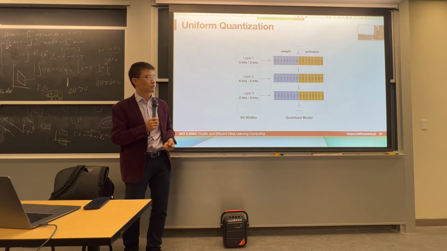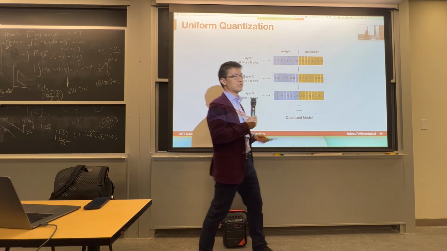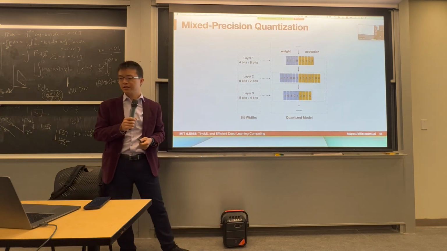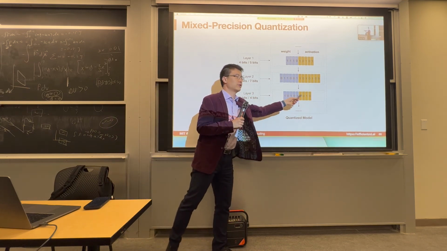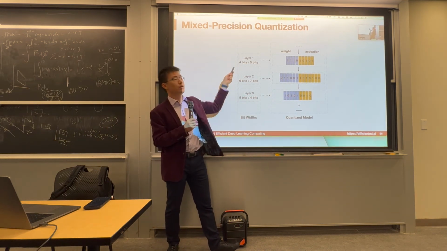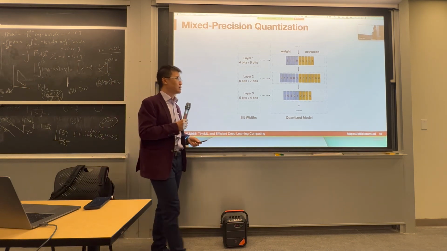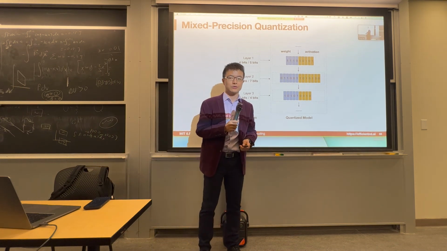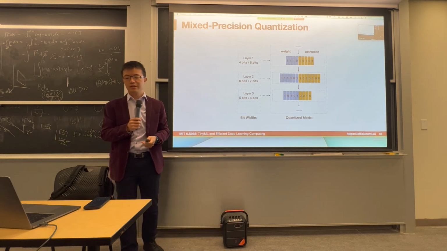So compared with uniform quantization, where both the weight and activations are quantized to, say, 8-bit, now we can allow different precisions for the weight and for the activations. For different layers, they are also different. For example, the first layer sometimes is more sensitive. We can use FP16. And some of the middle layers, less sensitive, we can use integer 8.